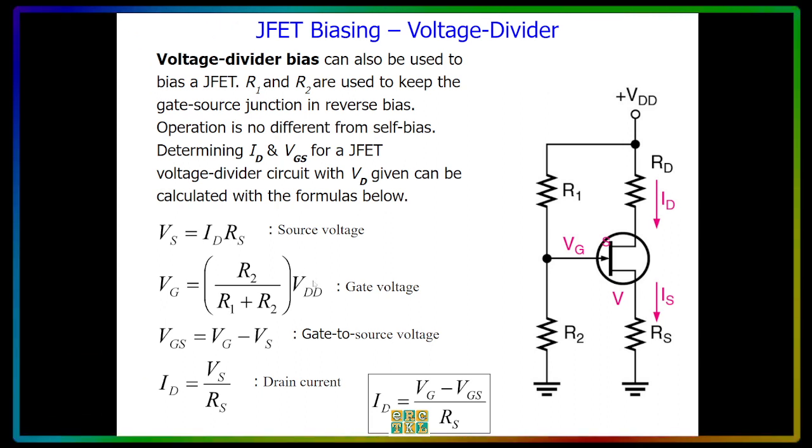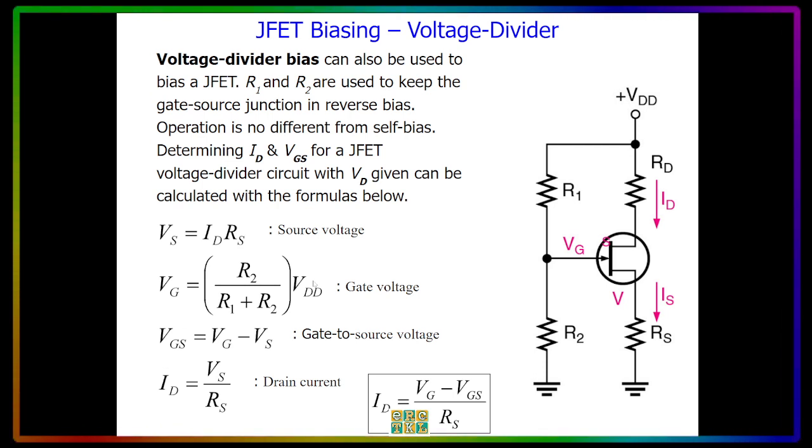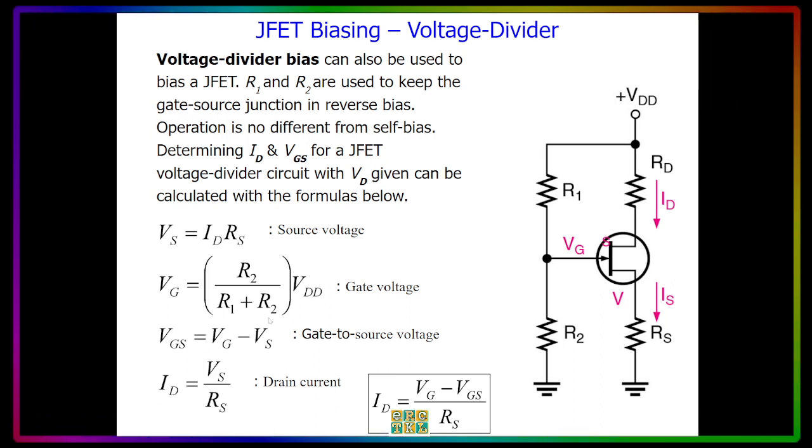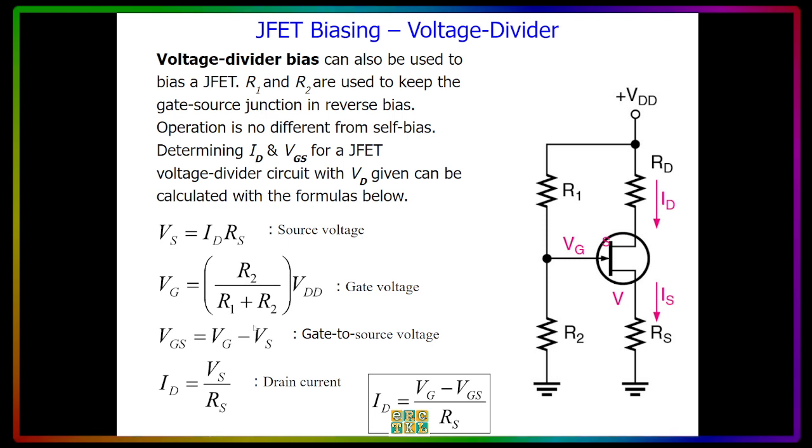I think this is similar to the previous example that I gave you about BJT, where we calculated the Thevenin's voltage as R2 over R1 plus R2 multiplied by VCC. But here, we are multiplying it by VDD because this is for JFET biasing. Now, for VGS, we just subtract VG minus VS. This is the gate to source voltage.